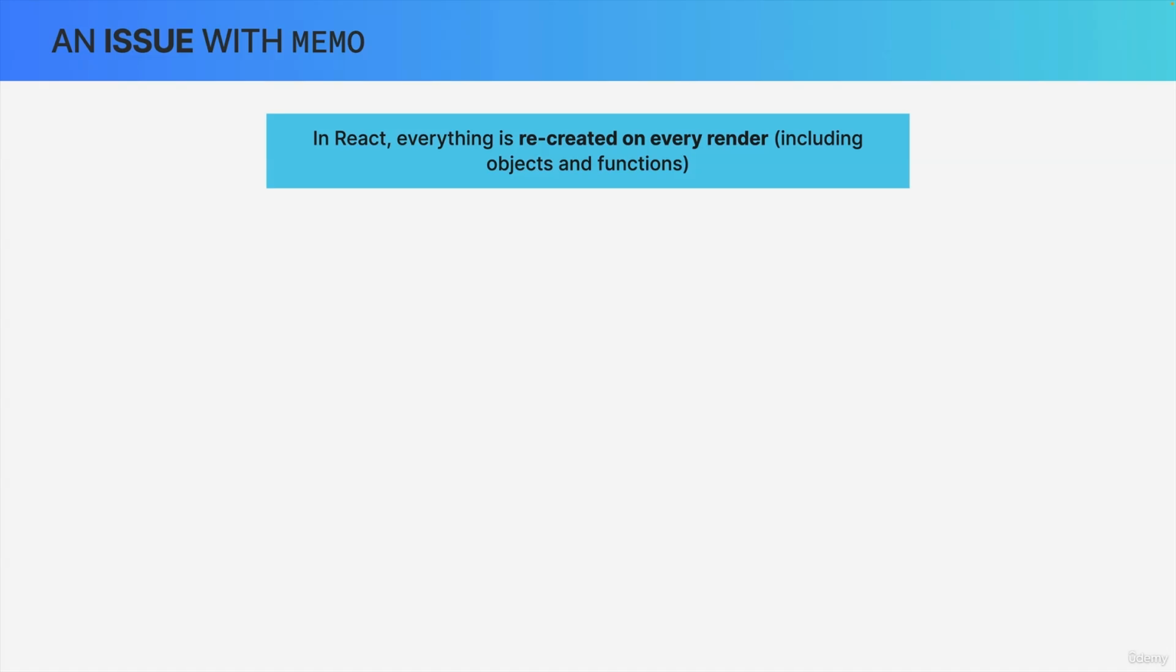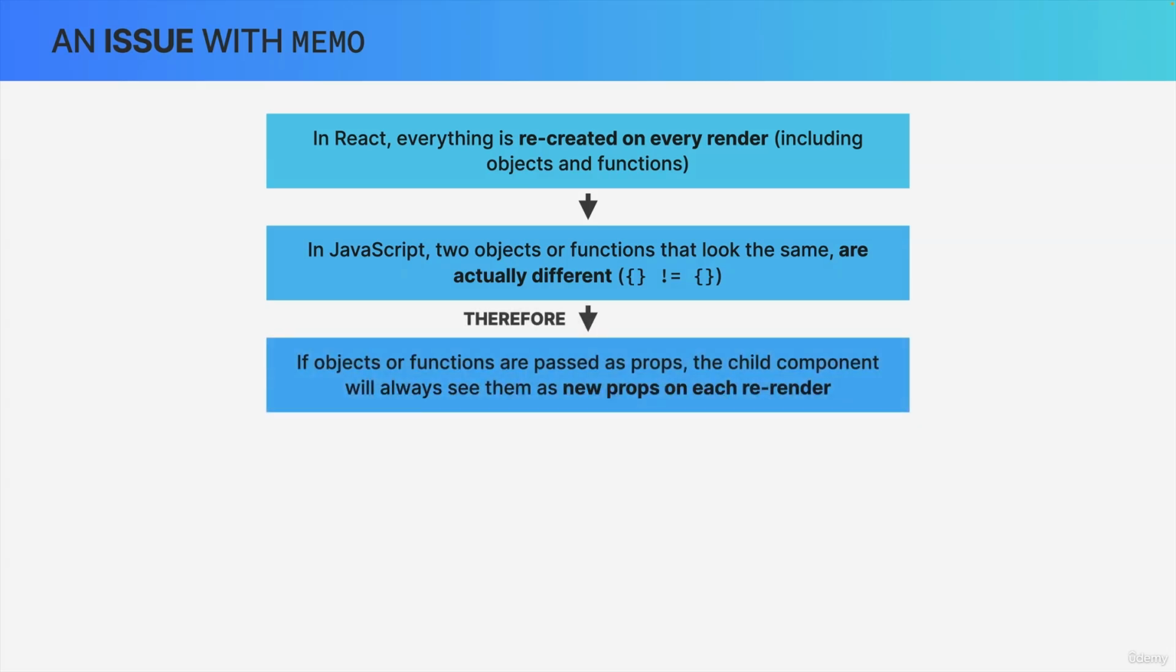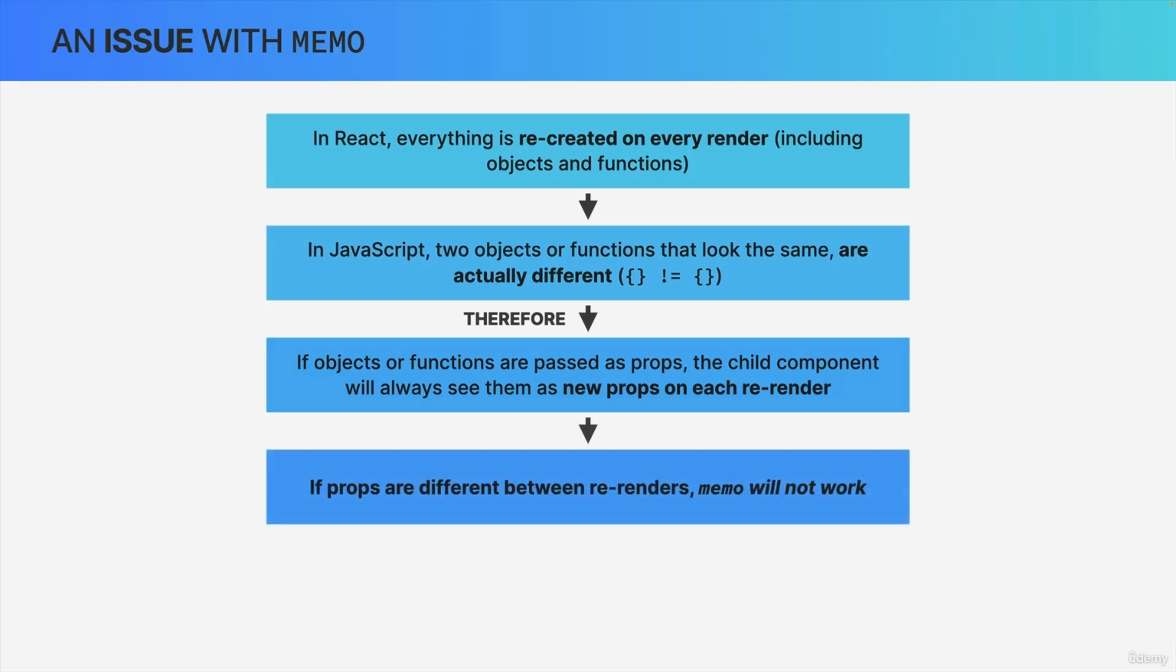We also know that in JavaScript, two objects or functions that look the same, so that are exactly the same code, are actually different, unique objects. And the classic example here is that an empty object is different from another empty object. Now, from these two pieces of information, we can understand that if we pass a function or an object to a child component as a prop, that child component will always see them as new props whenever there is a re-render. And if props are different between re-renders, then memo will simply not work. So it will not do its job.